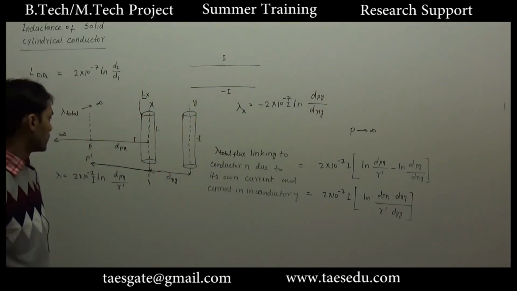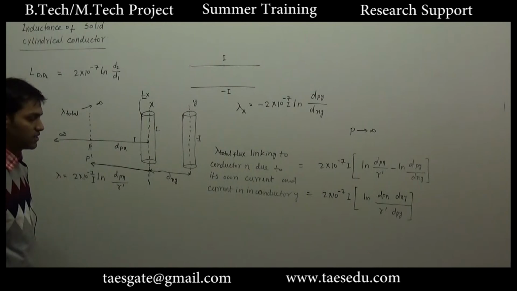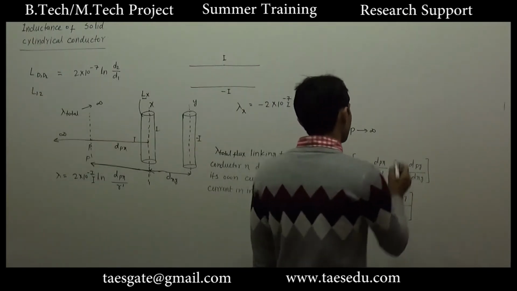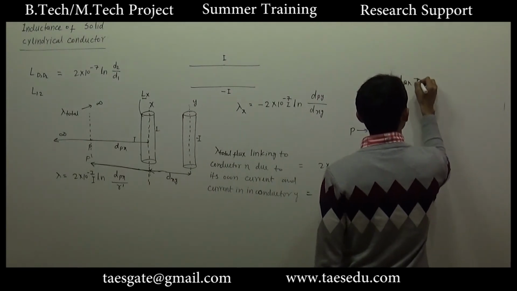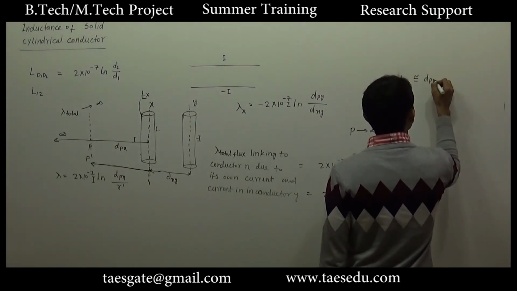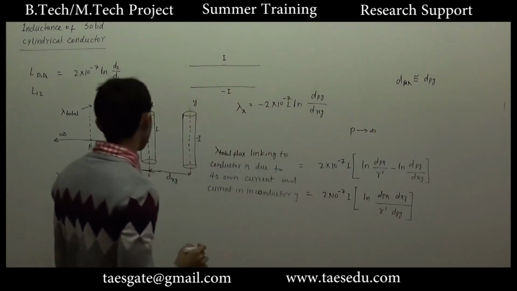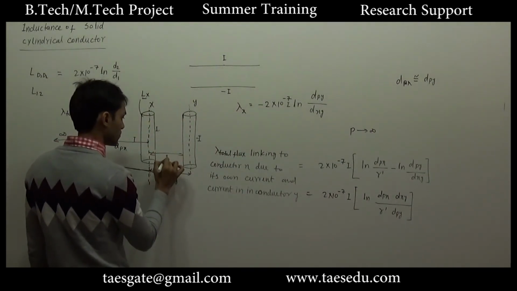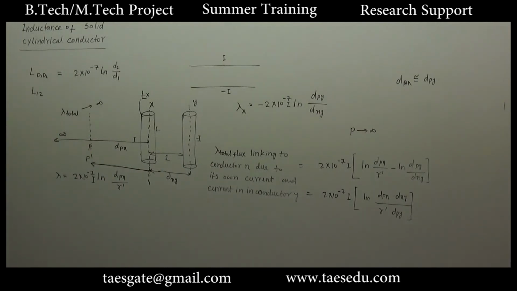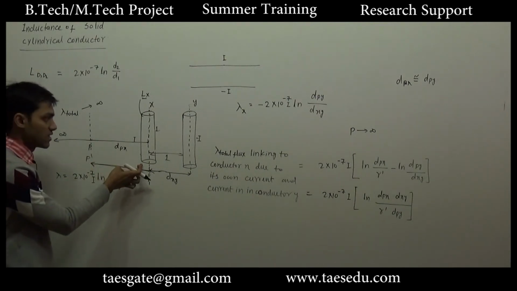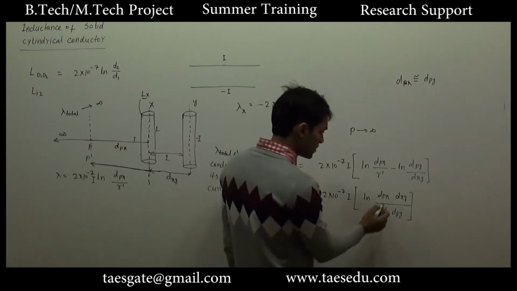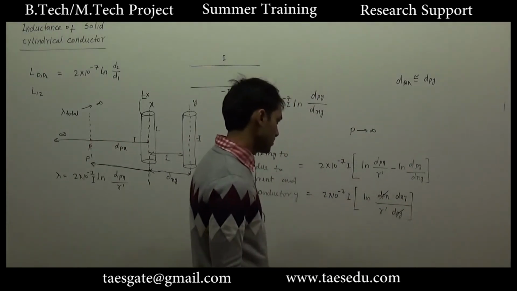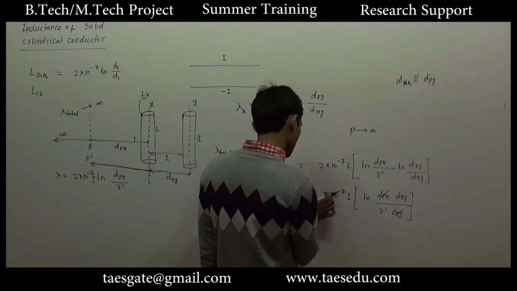Okay, now if P point will tend to infinity, can we say that the distance dpx will approximately be equal to distance dpy? Let's say this distance is 1 meter and P is at point infinity, so we can say that approximately the distance of the point P between conductor X and conductor Y will approximately be same. So in that case dpx and dpy will be cancelled out, and here what we will have?